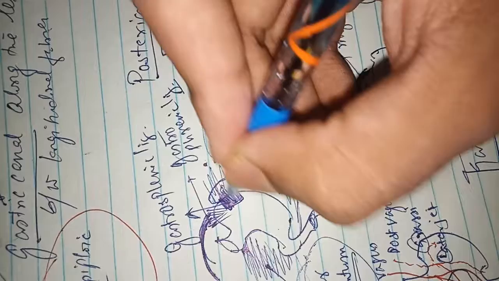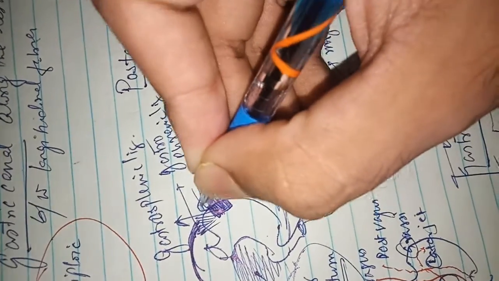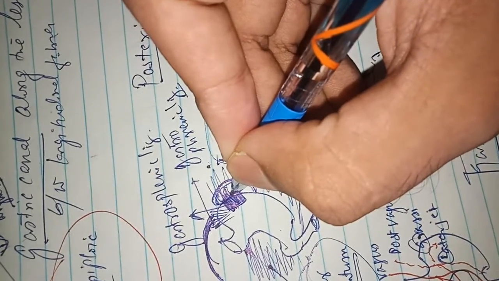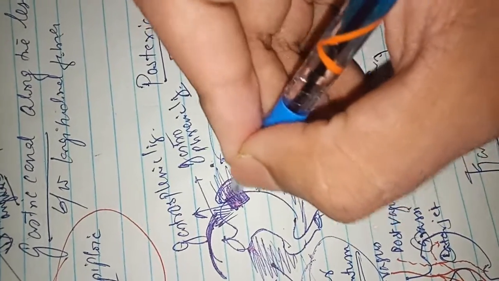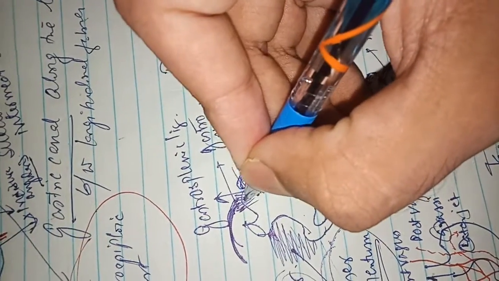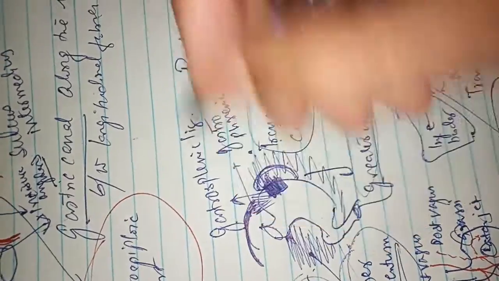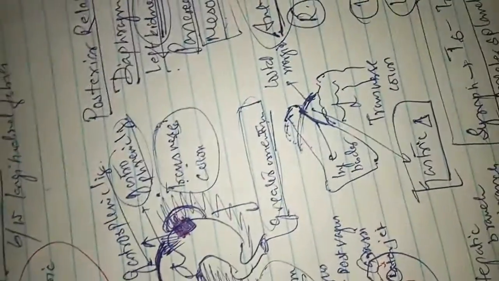What are the ligaments? The gastrosplenic ligament: from the hilum of the spleen to the fundus there is a gastrosplenic ligament. From the fundus to the diaphragm there is a gastrophrenic ligament.